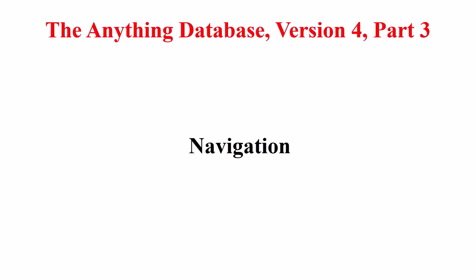Now that we can add records to our database using our class, and before we actually learn how to save records, we want to be able to navigate through them so we can add a bunch and then be able to go forward and backward and so on down the line. So this version 4, part 3 of the Anything Database is going to be navigation.